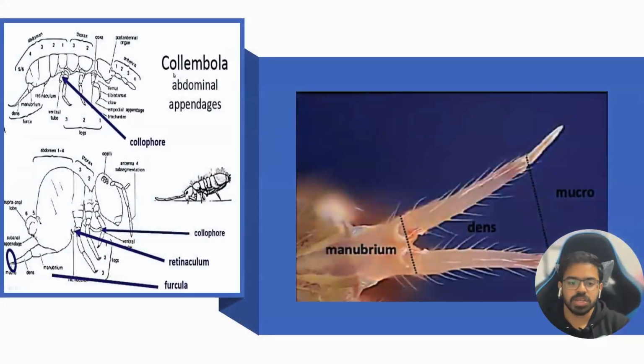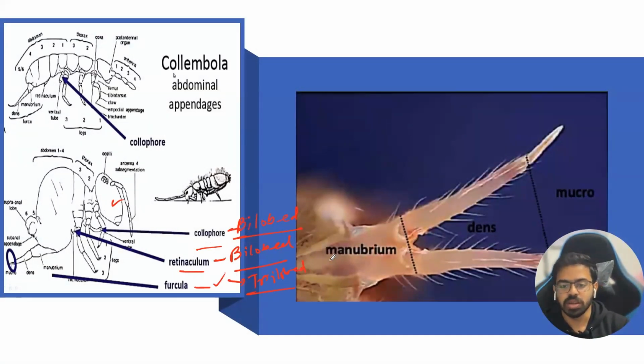Okay, this is the pictorial representation. Collophore, retinaculum, furcula. You can get it in any book, any insecta book, very easily. This is Sminthurus. Okay, so one thing I have to mention: collophore is a bilobed organ. These small things you always miss. Collophore is a bilobed organ. Retinaculum is also a bilobed organ. Furcula is a trilobed organ. Okay, means three parts are there.